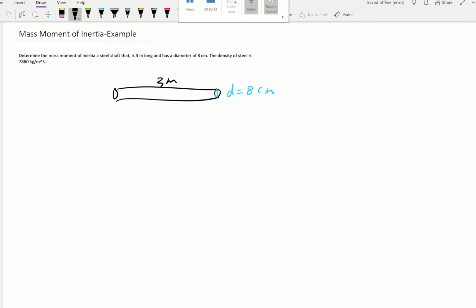In the previous video, we talked about mass moment of inertia for different shapes, which take on different equations after integration. So for this shaft, the mass moment of inertia is going to be equal to half m r squared, because this is a cylinder, right? So for a cylinder, it's going to be this equation.